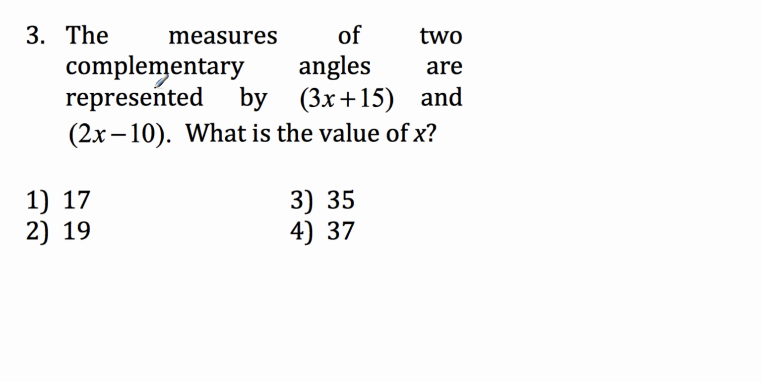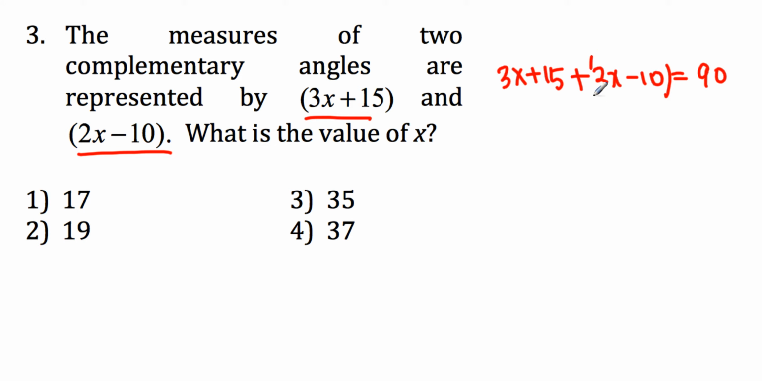The measures of two complementary angles. Okay, so these are complementary angles. That means what are we going to do? We're going to add them up and set it equal to 90. So here we get 3x plus 15 plus 2x minus 10 must be equal to 90. So here's the second angle, here's the first angle. So 3x and 2x, when you add them up, we end up getting 5x. And 15 minus 10 becomes 5.